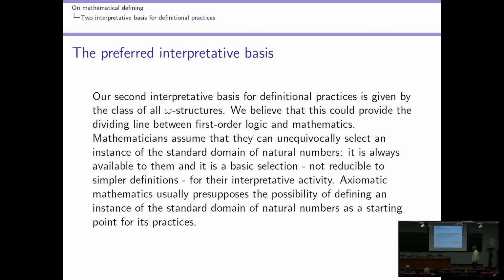So our preferred interpretative basis is constituted by the class of all omega structures. This is what I have answered, that this could provide the dividing line between at least first order logic and mathematics. Mathematicians assume or agree that they can unequivocally select an instance of the standard domain of natural numbers. It is always available to them, and it is a basic selection, not reducible to simpler definitions.